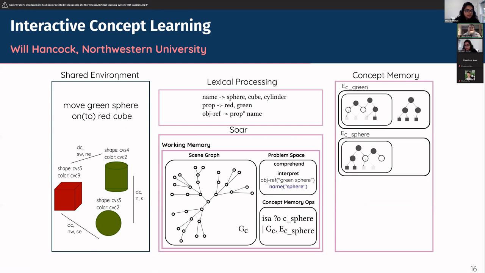Okay, so this is the shared environment, right? Let's say the instructor said, move green sphere onto the red cube, right? This is the instruction. And this is what the current scene looks like. There are three objects, right? They're localized in space through the deep vision algorithm.